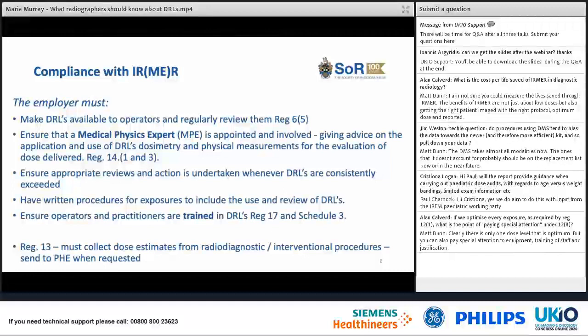Regulation 12, remember, in IRMER is all about optimising every exposure, and that is the role of the radiographer here. And if there are no DRLs for a typical examination that you're delivering, optimization of that examination must still be taken. So when the local IRMER inspector comes to visit, what is he or she looking for, and what should radiographers know about with DRLs? Well, first of all, they should be established, they should be used in practice, and they should be reviewed, and there should be a written, documented local process for this, and that DRL should be documented somewhere and easily available for everyone to see.